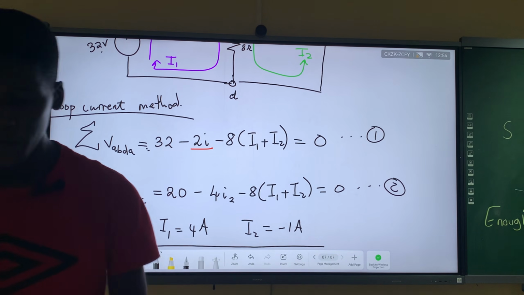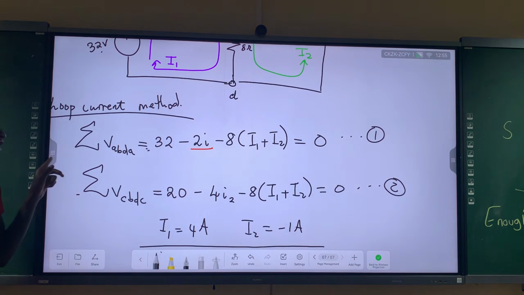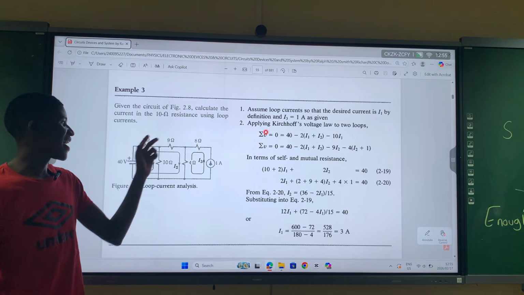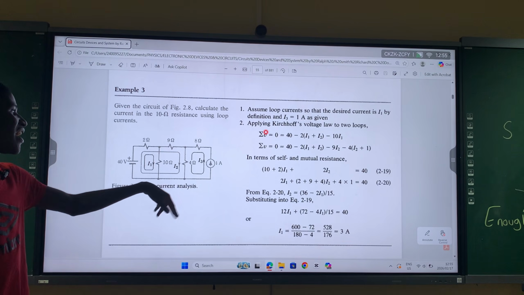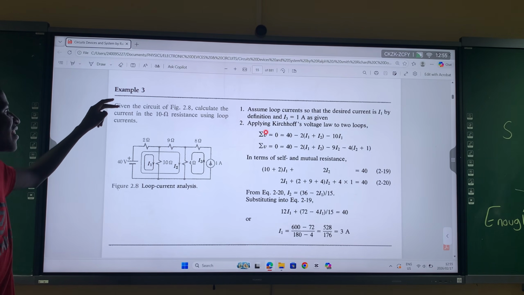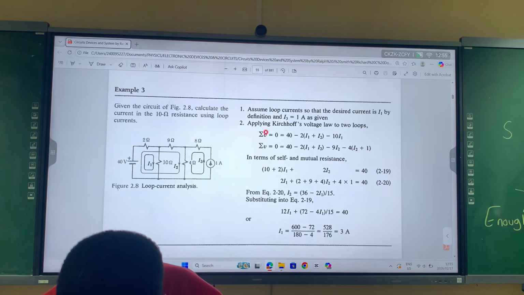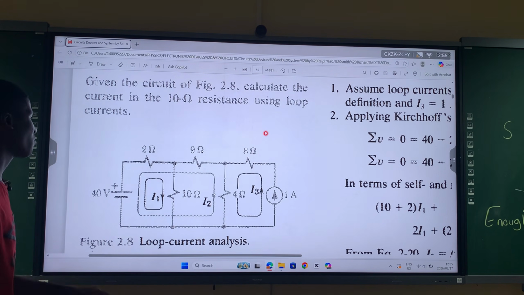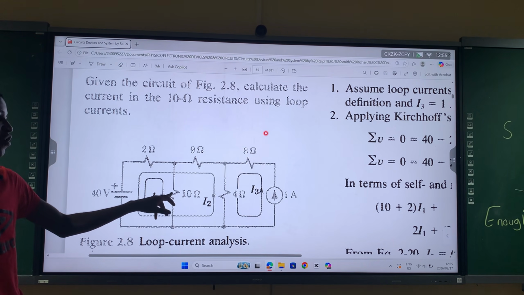Okay. Now an example that you can look at to just make sure that we reinforce our understanding. Now, look at this. A circuit, it is having multiple resistors and there is a current source here. And you want to do a loop current. So given the circuit, calculate the current in the 10 ohms resistor. This 10 ohms resistor. And then we want to calculate the current through the 10 ohms resistor.